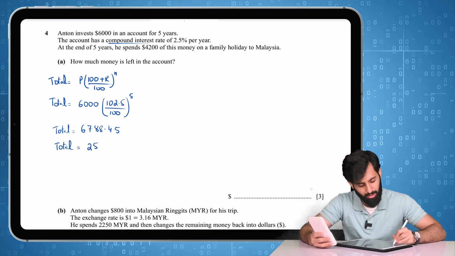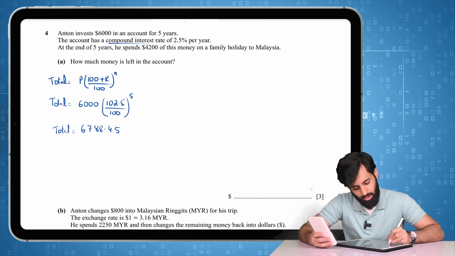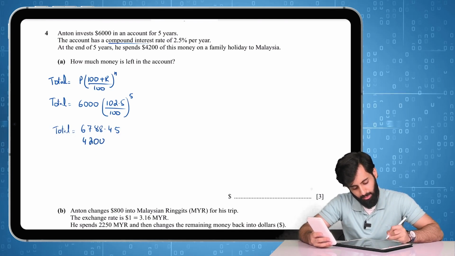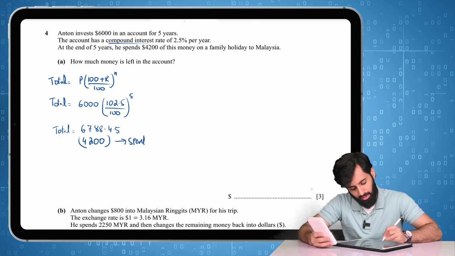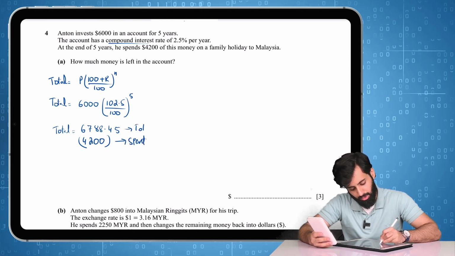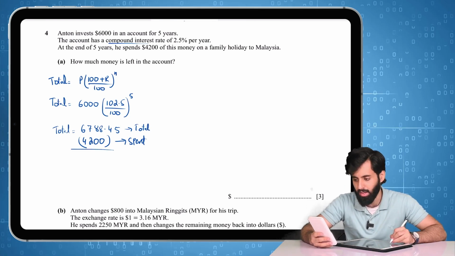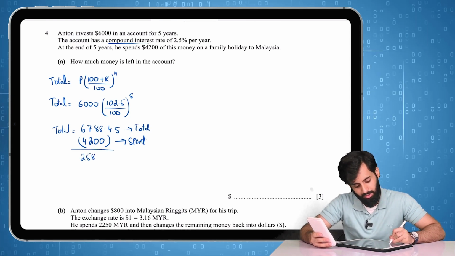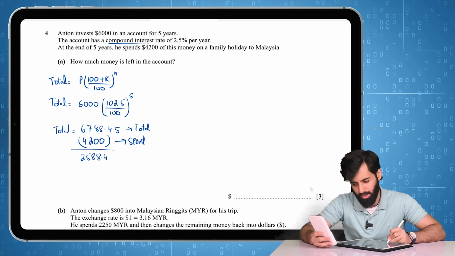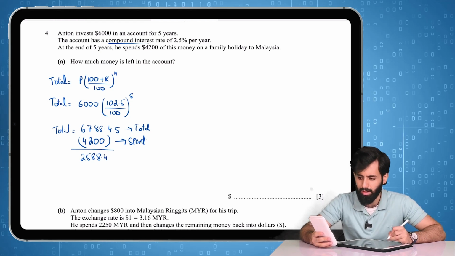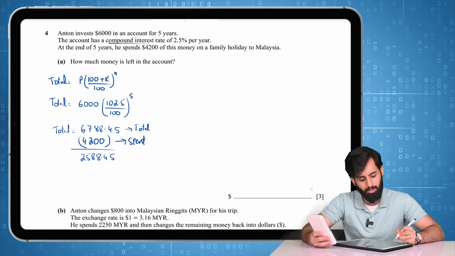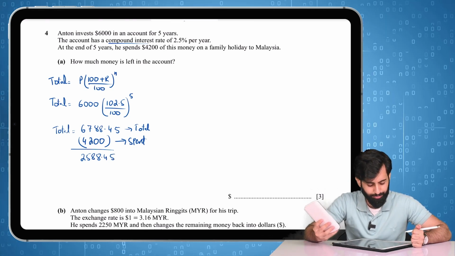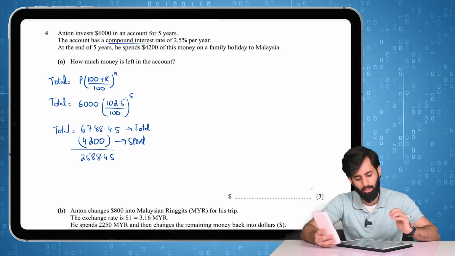So here's what I've done. From this, I have deducted 4,200 because this is the amount that he has spent. Bear in mind that this was the total amount after 5 years. So that means now he is left with 2,588.449. Or you can even give your answer correct to the nearest dollar, although it doesn't say anywhere in this question.